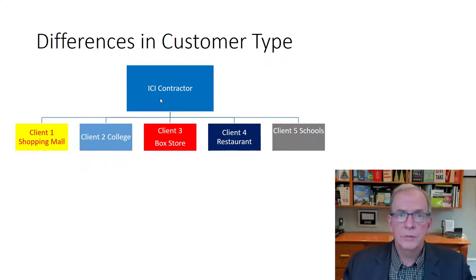ICI, institutional, commercial, industrial contractor. Well, maybe you have a mix of types of projects that you typically do. Maybe you do shopping mall retail store finish and fit outs. Maybe like my early example, you do some college work, but on a bigger scale, not little small stuff. We're assuming you're a mid-size to large contractor. Box stores. Maybe you have certain clients that you do box stores for. Maybe you also do restaurants and schools.